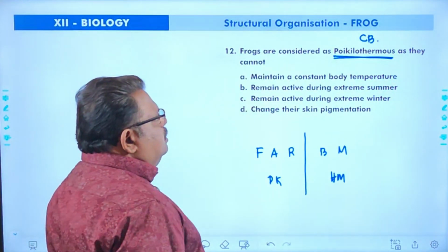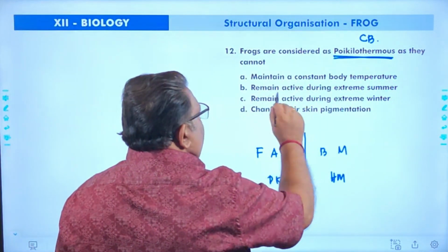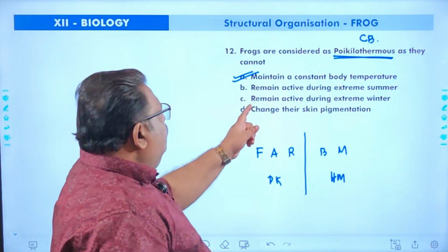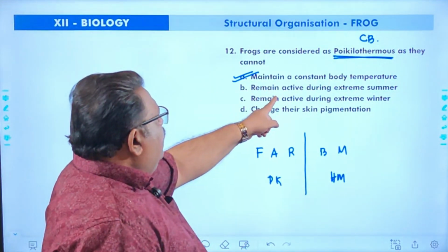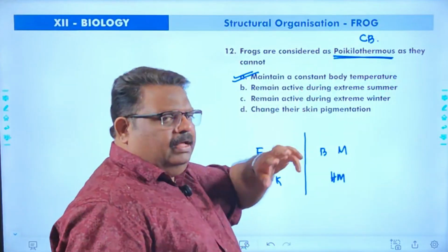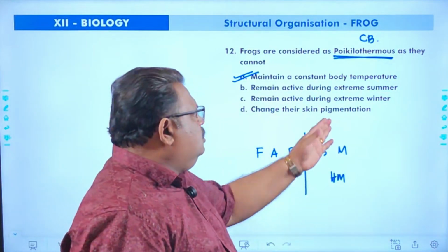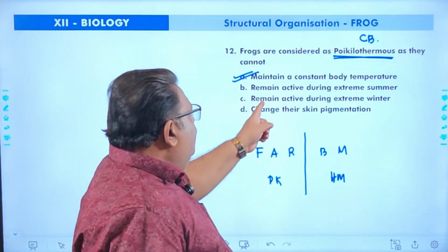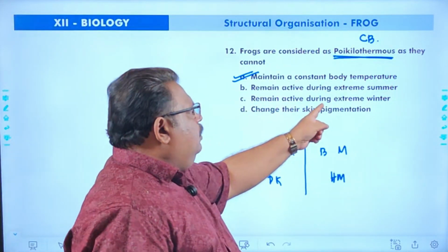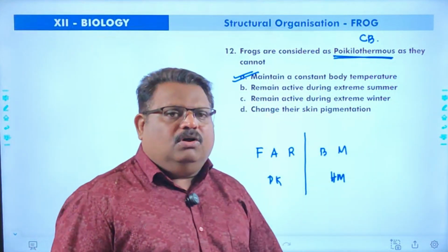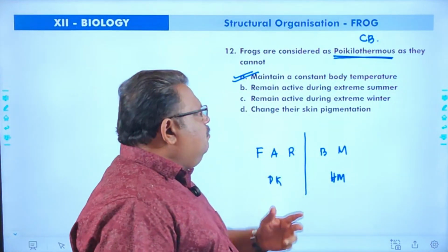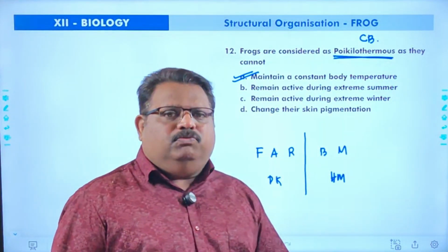So here frogs are considered to be poikilothermous as they cannot maintain a constant body temperature. They remain inactive during extreme summer. That condition is called summer sleep or estivation. Also, they remain inactive during extreme winter. The condition is called winter sleep or hibernation. And they change their skin pigmentation. That condition is called camouflage.